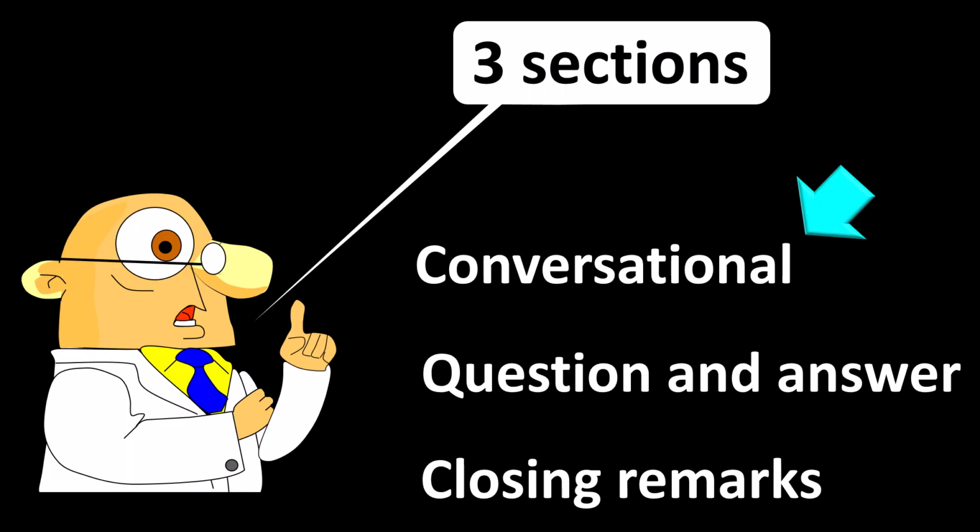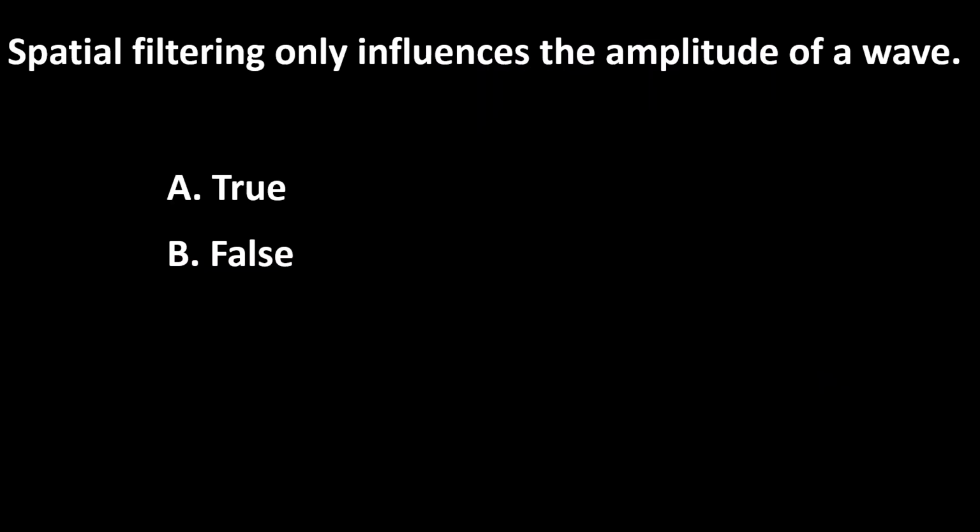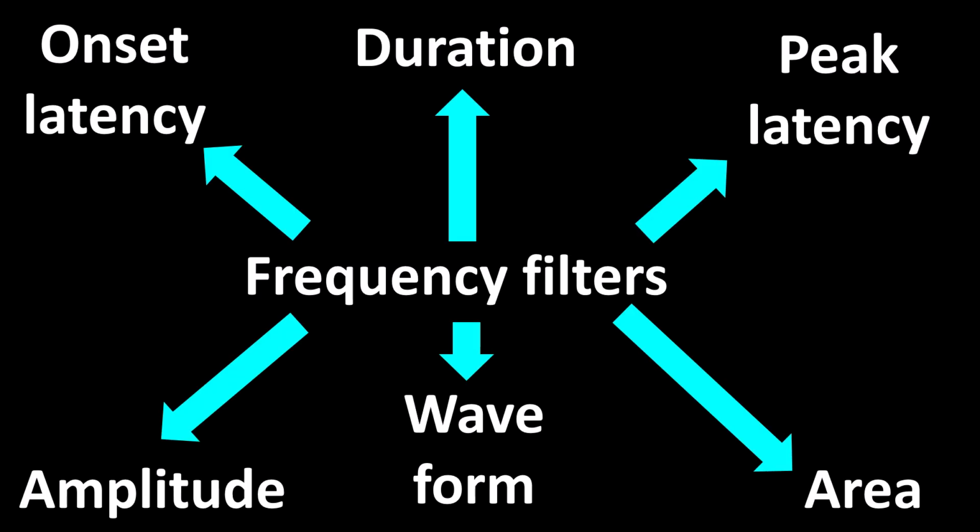So, this ends the first section of this talk, and we are going to start the question and answer section. The first question is, spatial filtering only influences the amplitude of a wave. A, true, B, false. This frame, as you see, refers to frequency filters and not to spatial filtering.